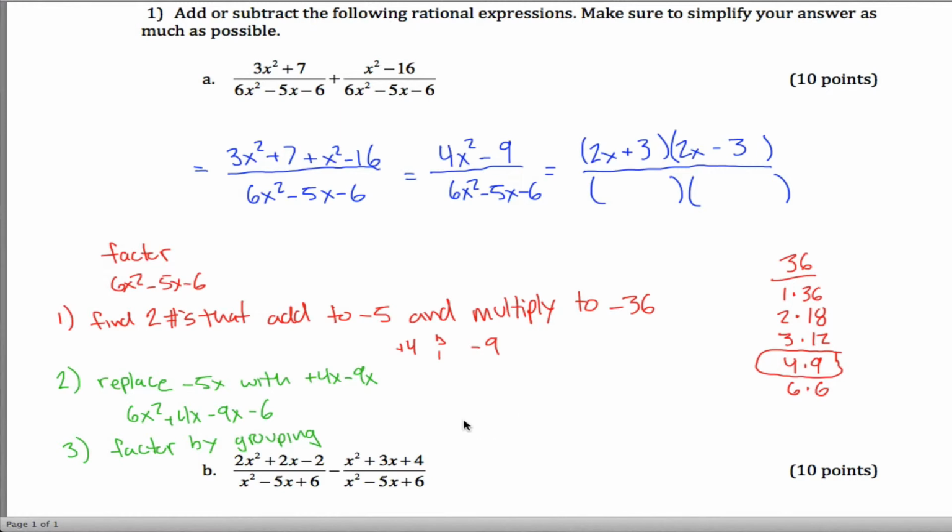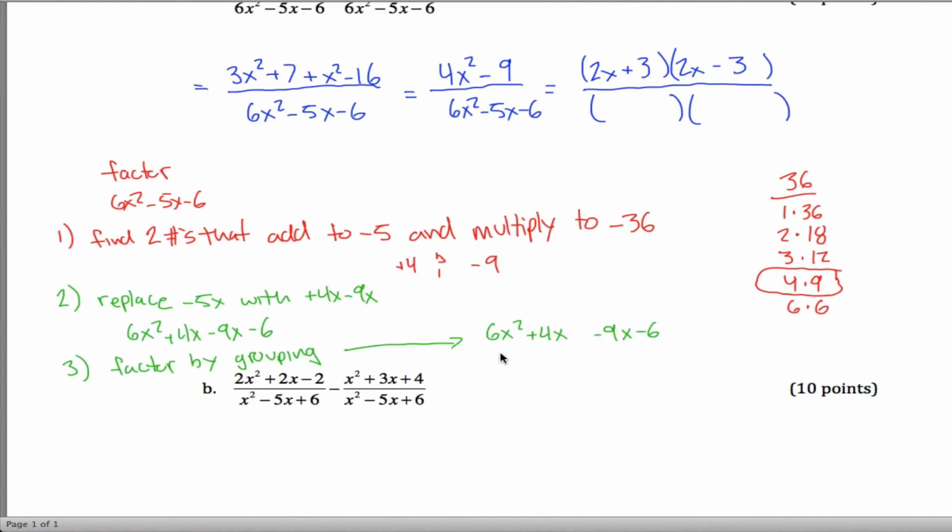I don't really know where I'm going to do this. I'm a little short on room. Maybe I'll stick this over here. I take 6x squared plus 4x, and I think about that as a group. And then negative 9x minus 6, I think about that as a group. The greatest common factor in this first group is 2x, and if I factor out a 2x from these first 2 terms, I'm left with 3x plus 2.